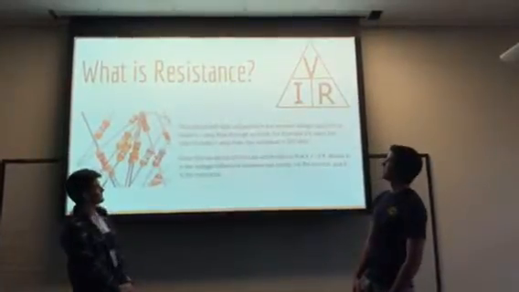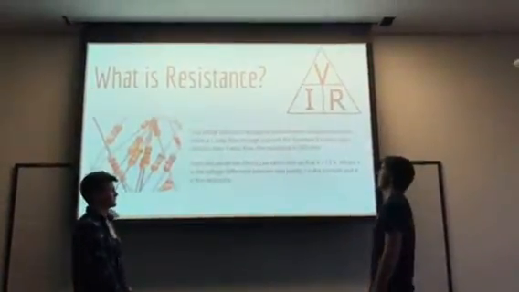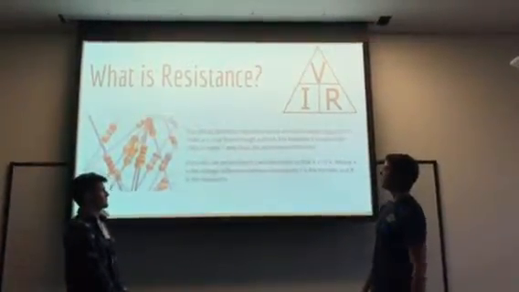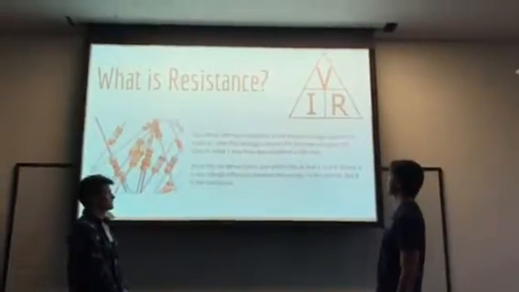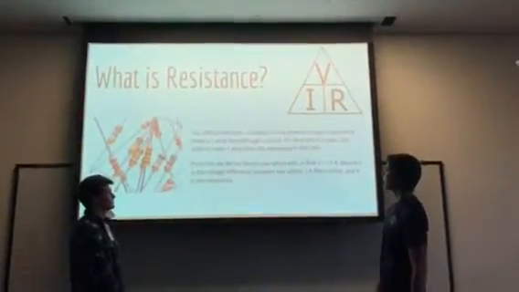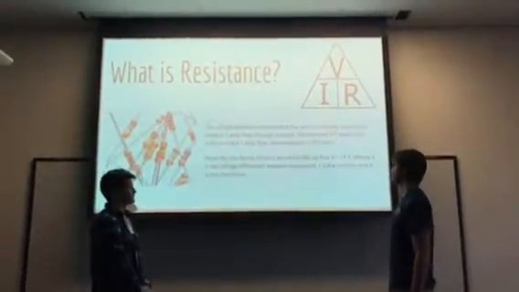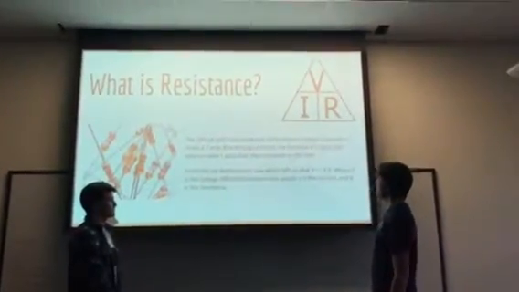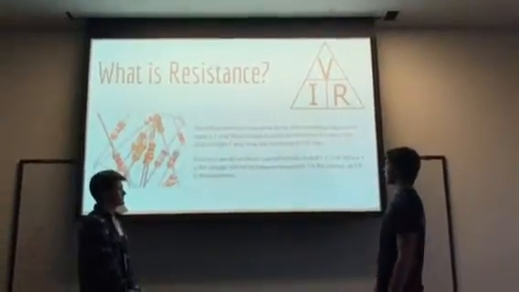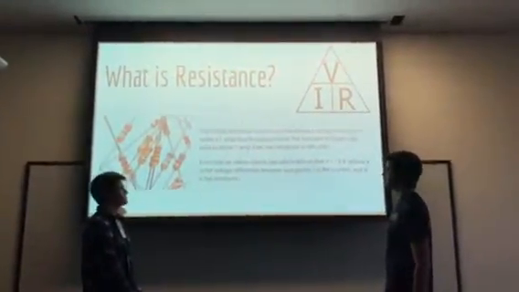What is resistance? The official definition for resistance is the amount of voltage required to make 1 amp flow through a circuit. For example, if it takes 500 volts to make 1 amp flow, the resistance is 500 ohms. From this, we derive Ohm's law, which tells us that V equals I times R, where V is the voltage difference between 2 points, I is the current, and R is the resistance.